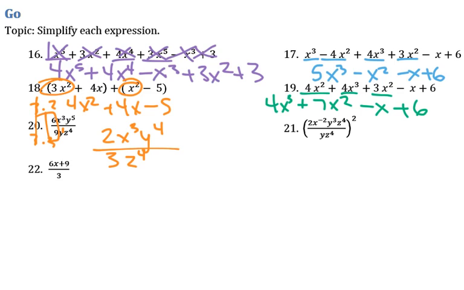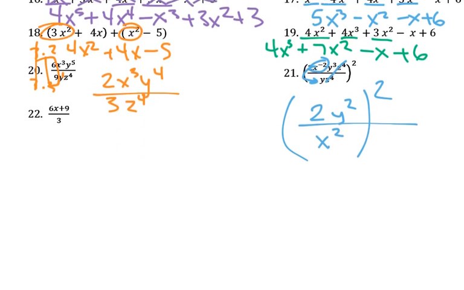Okay, number 21. I would simplify inside here first before I square things. So that x to the negative 2 drops that x on the bottom. Okay, so we get 2. So we got x squared. Y cubed over y would give us y squared on the top. Z to the 4th over z to the 4th would cancel. So we'd be left with this. 2y squared over x squared.